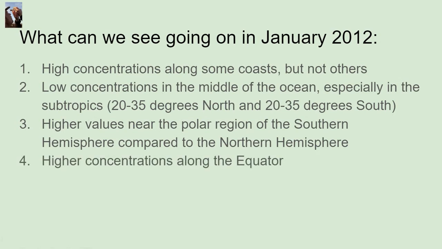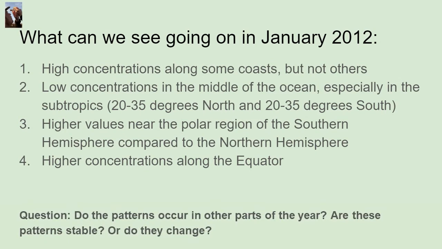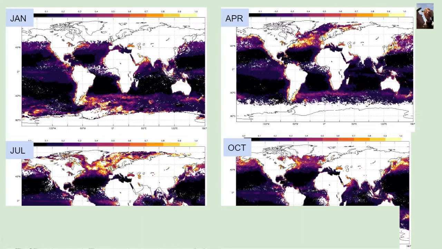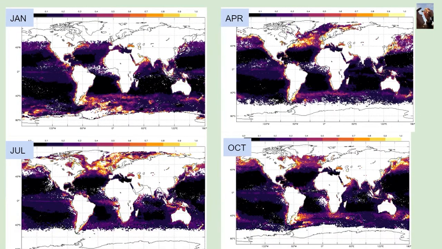So the next question is, do these patterns occur during other parts of the year? And are they patterns that stay the same, or do they change over time? So now we're going to look at some animations to answer those questions. But first, before we do the animations, one set of useful plots is to take maps from each season and see if the patterns change between seasons.